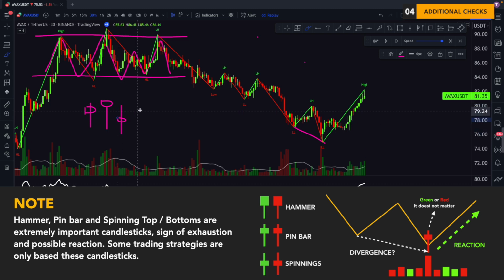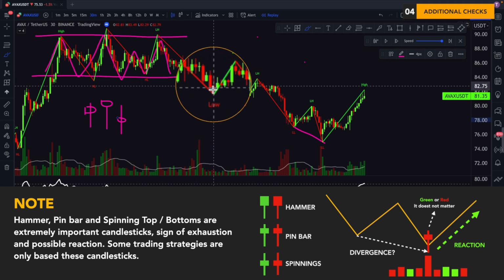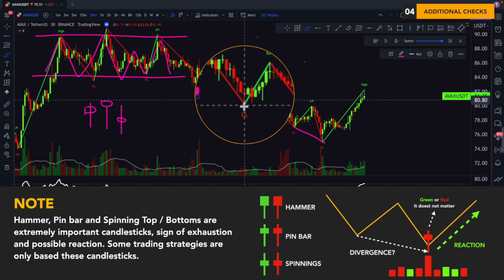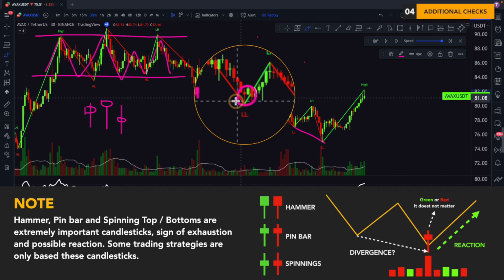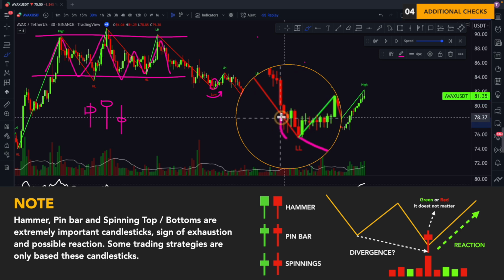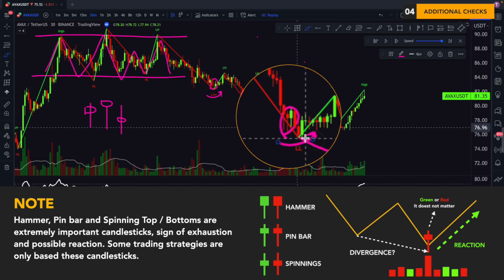These candles mostly appear at swing points with long wicks. They give us clues about smart money actions and stop loss hunts. Whenever I see these candlesticks at swing points, especially with high volume, I immediately know that a reaction is close. It is not certain, but it is close.